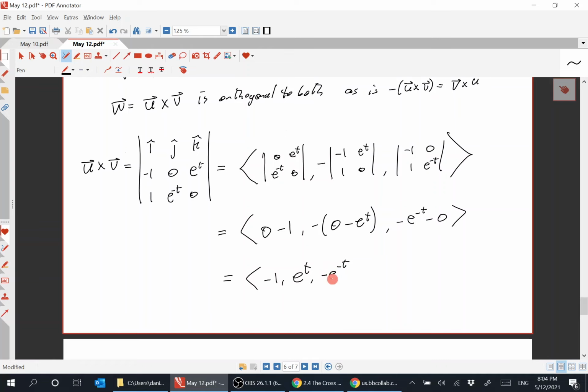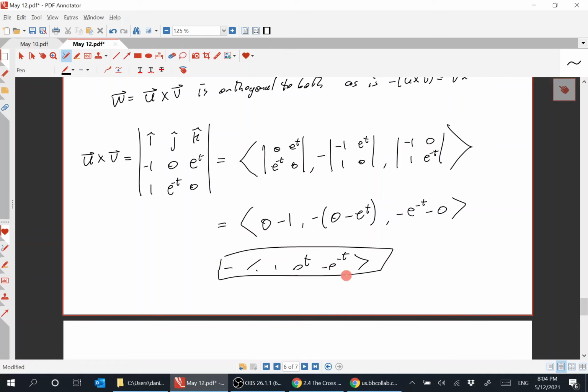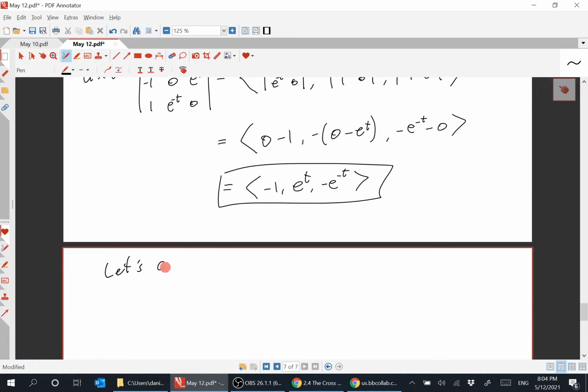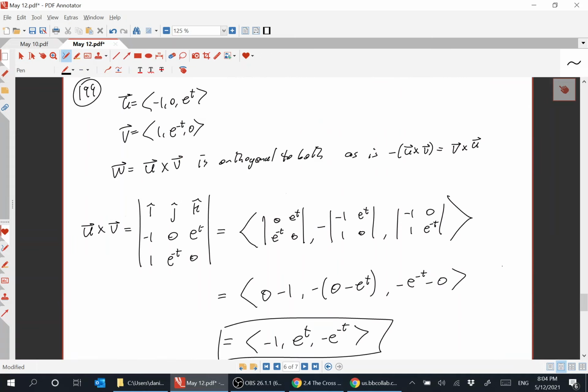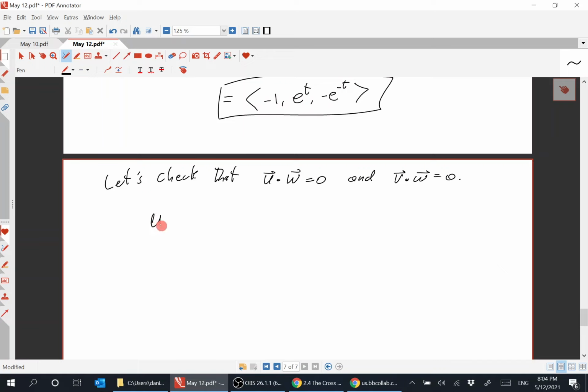And if you want, you can check that those are orthogonal. Let's check that U dot W equals 0 and V dot W equals 0. So it's minus 1, 0, e to the t, dot minus 1, e to the t, minus e to the minus t. So this dot product is 1 plus 0, and then minus, so e to the t times e to the minus t is 1. So there you get minus 1, which is 0.